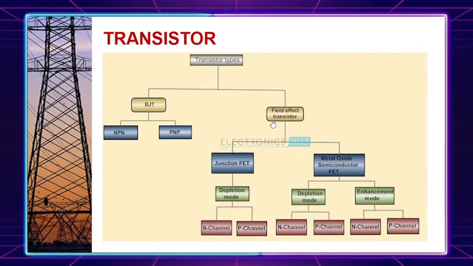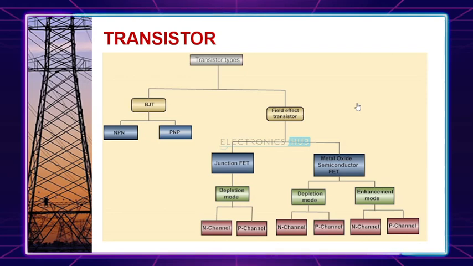So these are the transistor types. We have the BJT or bipolar junction transistor, and the field effect transistor. So as you can see, transistors can be classified into the bipolar junction type or the field effect transistor.